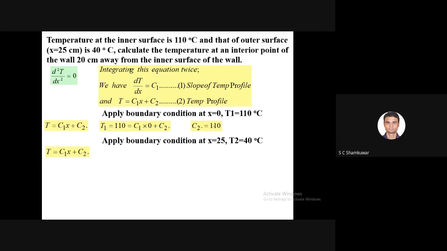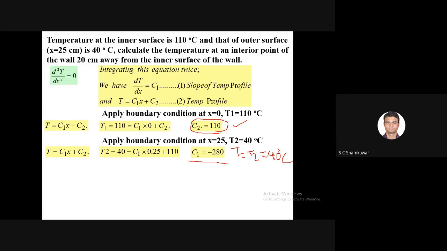Then what is now C1? What is now C2? C2 is already given as 110. And what is x? X is 25. And what is T2? It is 40 degrees. Understood? So T is equal to T2 is equal to 40 degrees Celsius. So now we can apply here T2 is equal to 40 is equal to C1, a constant, into 25, which means 0.25 meter, plus C2. C2 is 110. So from here what will we get? C1 is equal to minus 280.